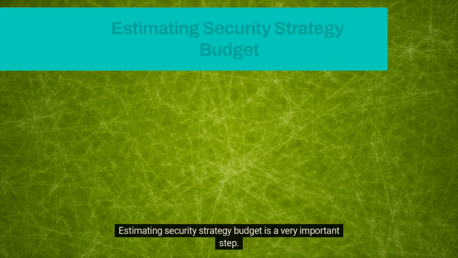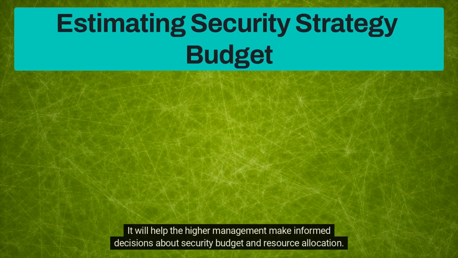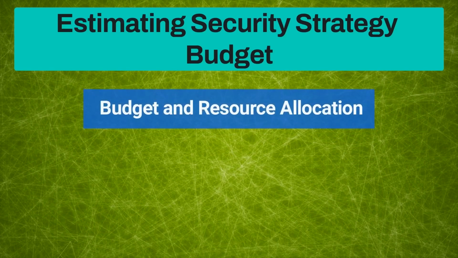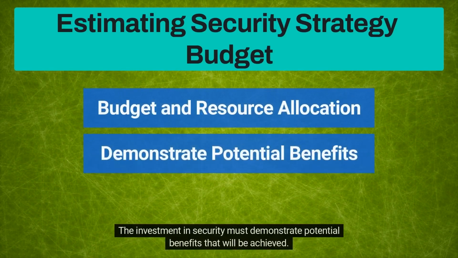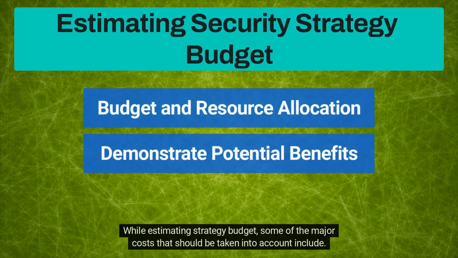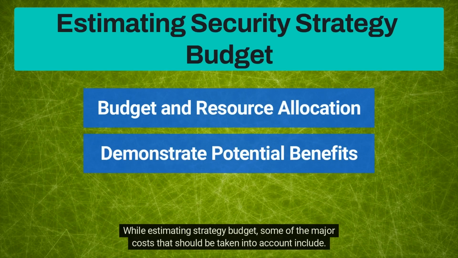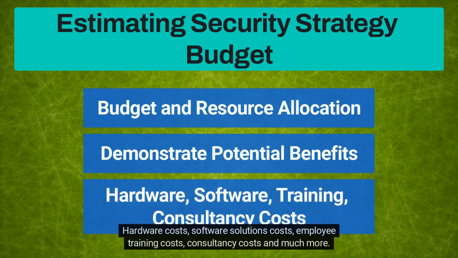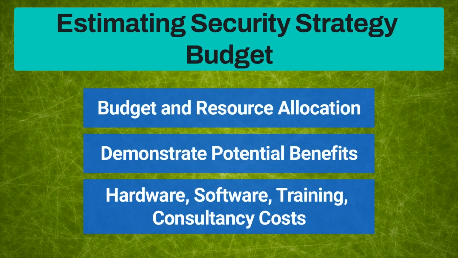Estimating security strategy budget is a very important step. It will help the higher management make informed decisions about security budget and resource allocation. The investment in security must demonstrate potential benefits that will be achieved. While estimating strategy budget, some of the major costs that should be taken into account include hardware costs, software solutions costs, employee training costs, consultancy costs, and much more.